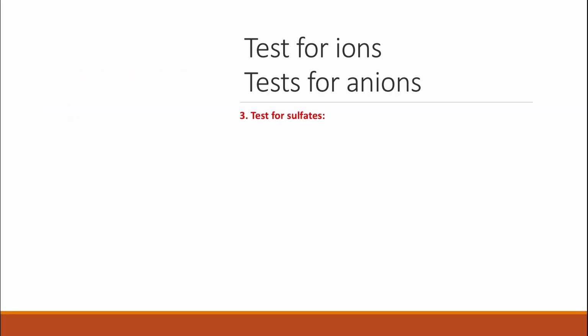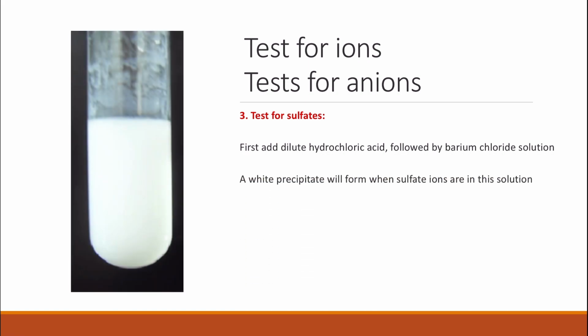Finally, we can also test for sulfate. Sulfate is one of the anions, and we can test for sulfate because barium sulfate is an insoluble salt. So you can test for the presence of sulfate in your compound or in your mixture by simply adding barium ions to your solution. First of all, we can add dilute hydrochloric acid to our sample, and then we're going to add barium chloride solution.